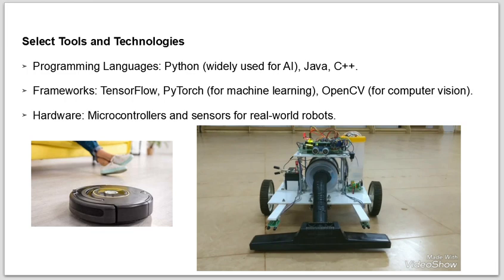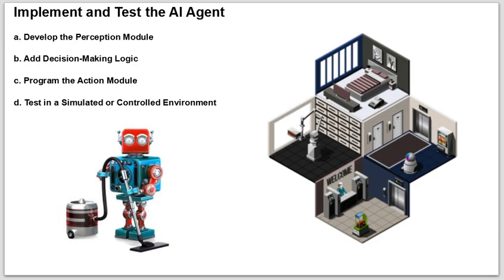Then comes implementation and testing the AI agent. First is to develop the perception module, which is to implement code to collect and pre-process environmental data. Use libraries like OpenCV for image processing or sensor APIs for hardware inputs. Example, program the robot to detect obstacles and dirt using its sensors and cameras.